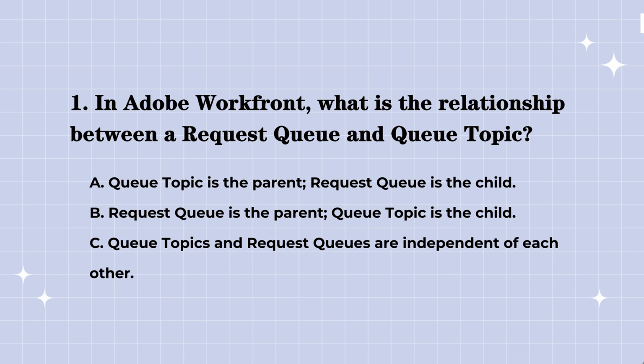So, the correct answer is: in Workfront, the request queue is like the main inbox for all requests, and queue topics are categories within that inbox. This setup helps organize requests by type under the main queue.